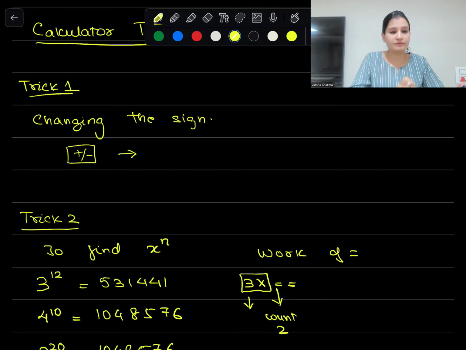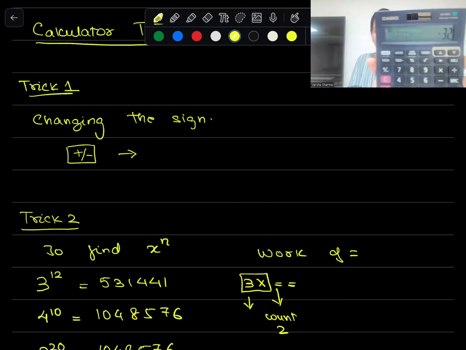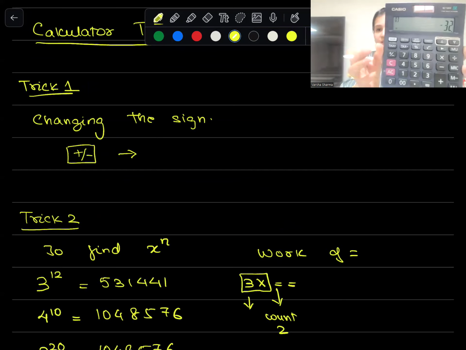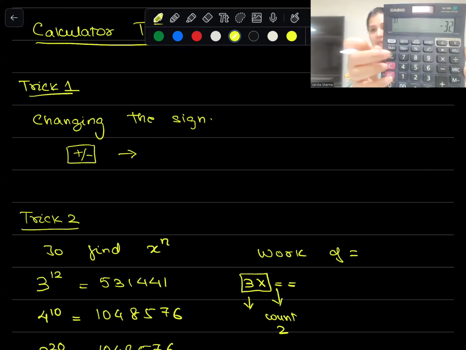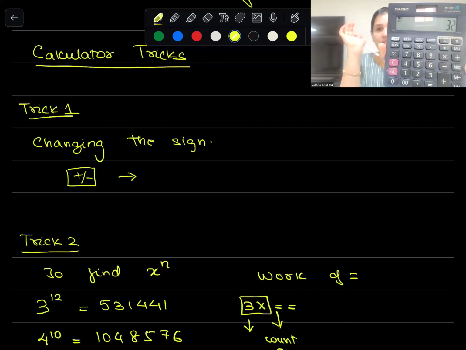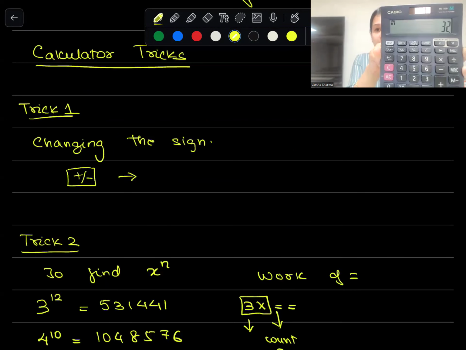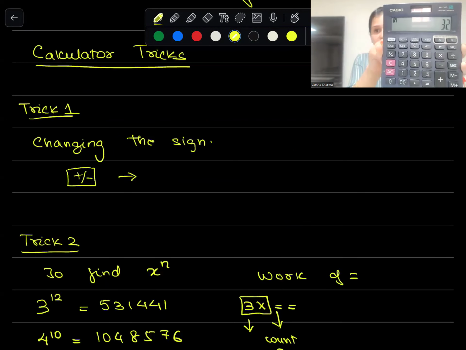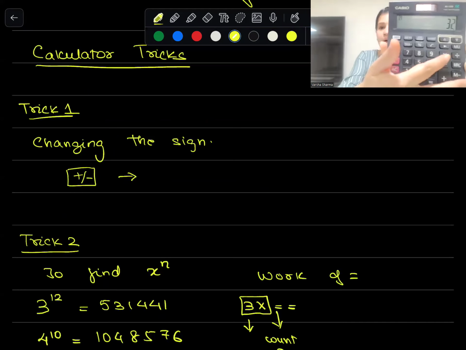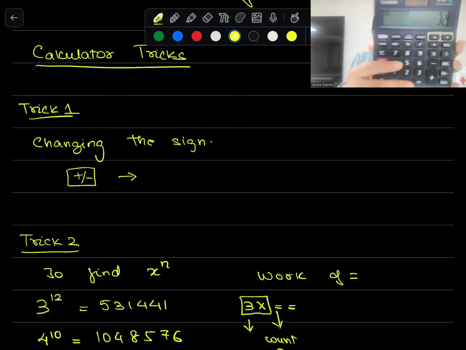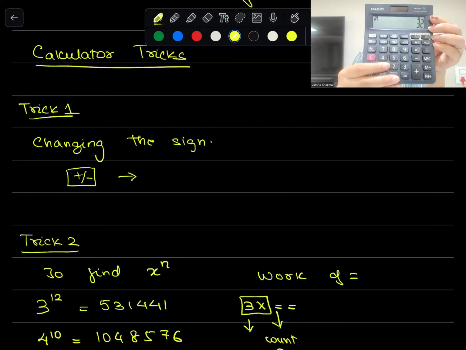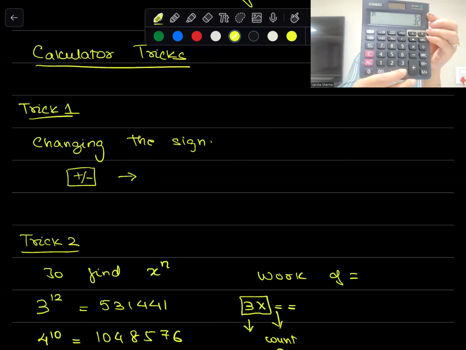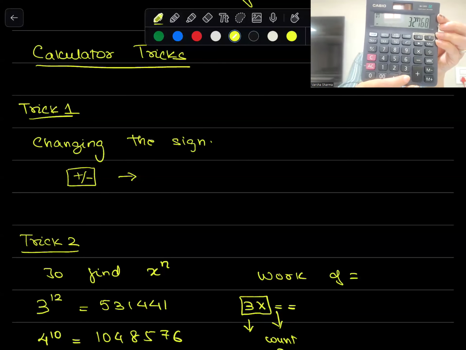Suppose I have this on my screen, negative. How do I change the sign? By pressing this plus minus tab. It changes the sign. Now I want to find 32 raised to the power 5. So I'll press multiplication and then I'll press equal to, 2, 3, 4.